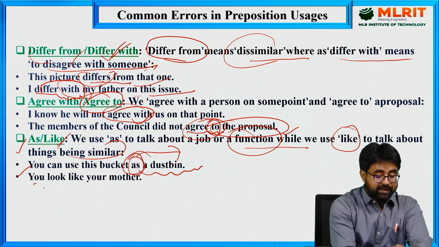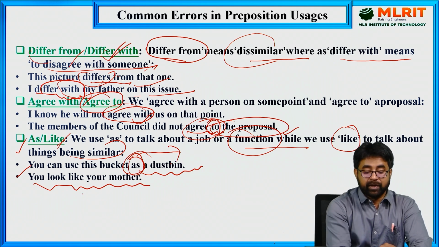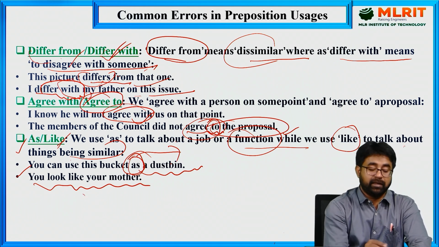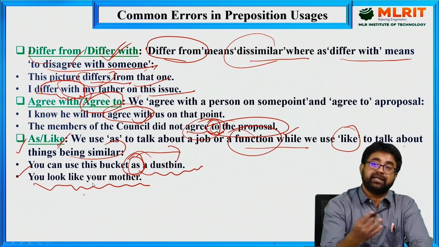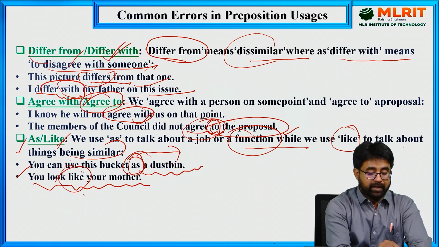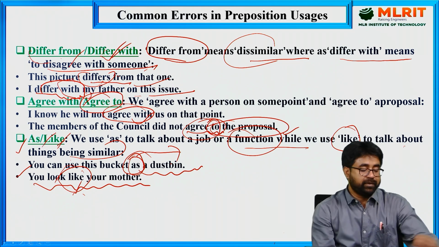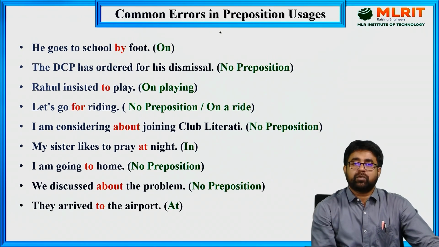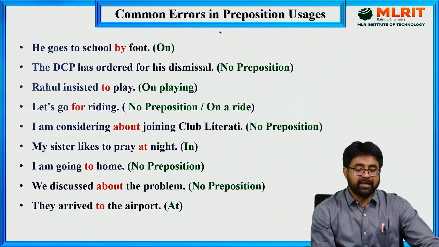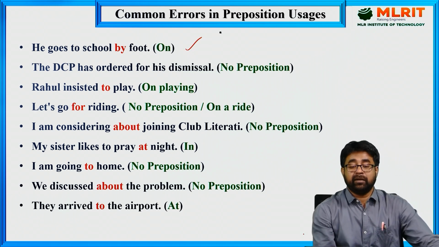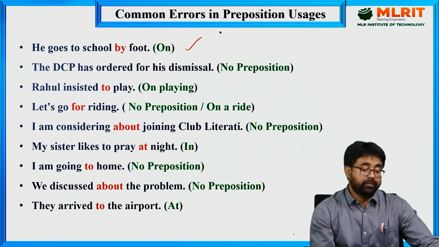But here you can see, you look like your mother. I'm talking about similarity, right? To talk about things being similar. So I'm talking about two persons, they look similar. So that's why I'm using like. Fine. So please understand the difference between as and like. The next one. Now these are a few commonly used sentences which will give us more idea about certain common errors in terms of preposition usage.